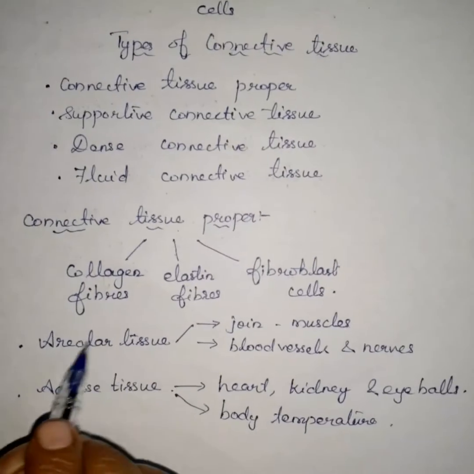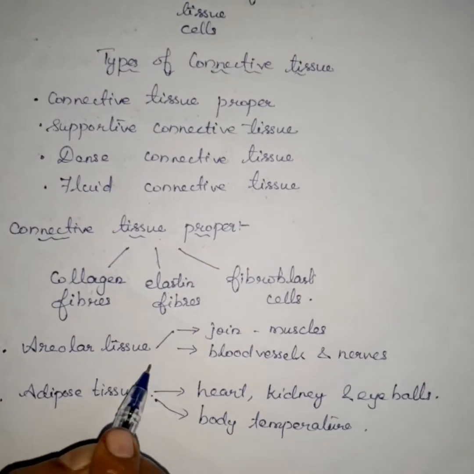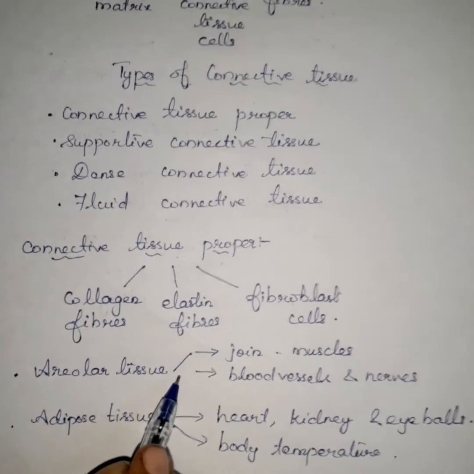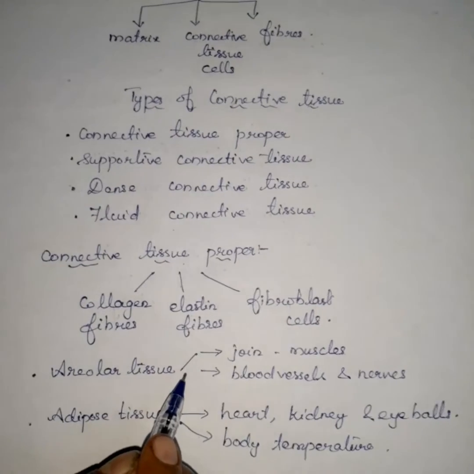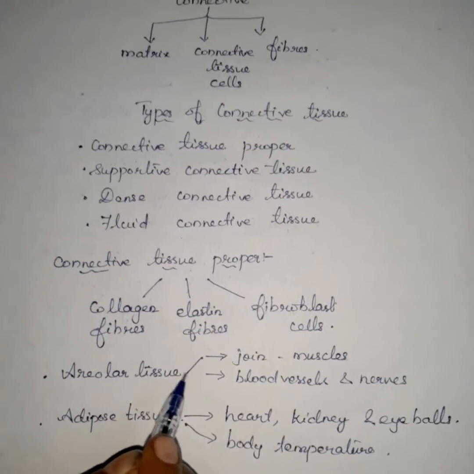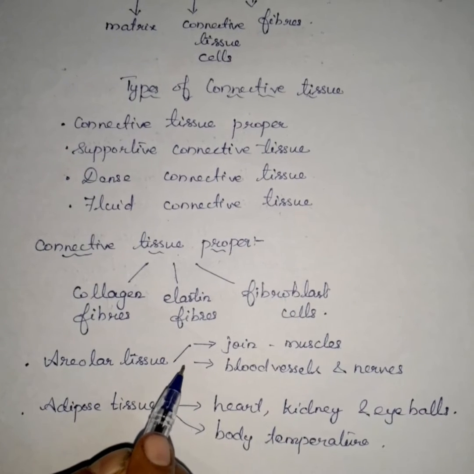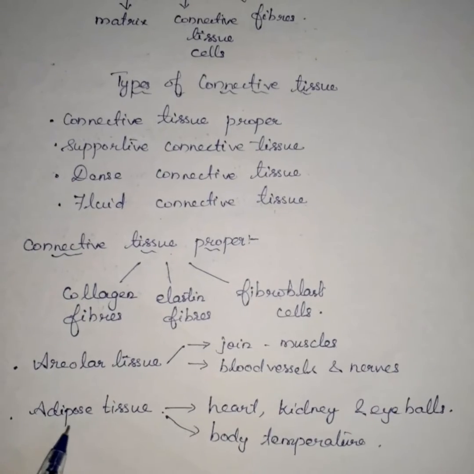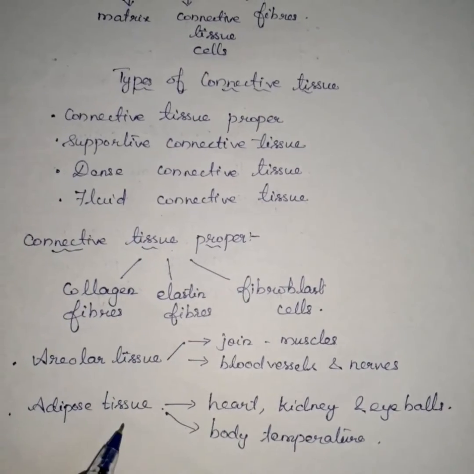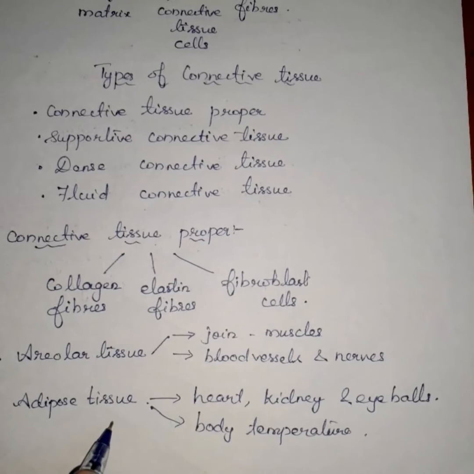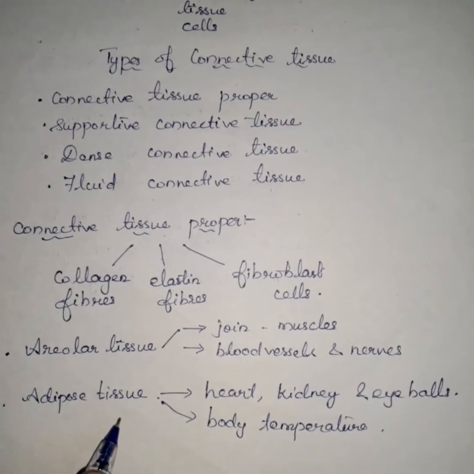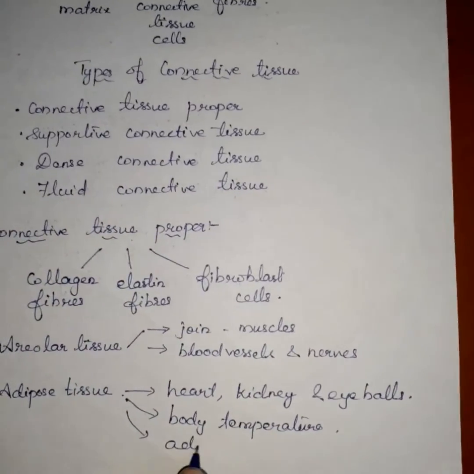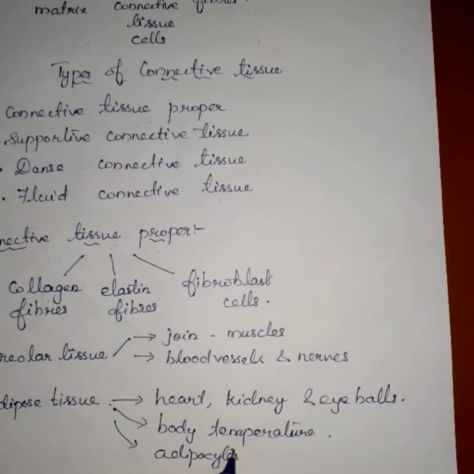Areolar tissue is found below the skin. Here the matrix is present around the cells. They form a thick fluid. It joins skin to the muscles. And adipose tissue is made up of fat storing cells called adipocytes. Do you understand?